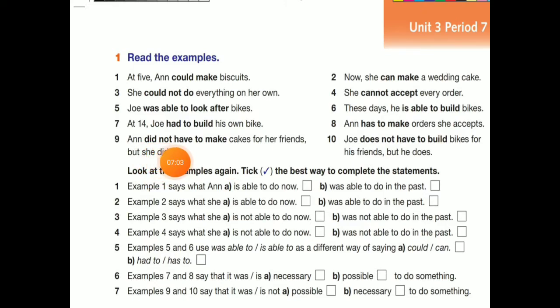It wasn't necessary for Anne to make the cakes for her friends, but she did. لم يكن من الضروري لآن أن تصنع الكيك لأصدقائها ولكنها فعلت أي صنعت.